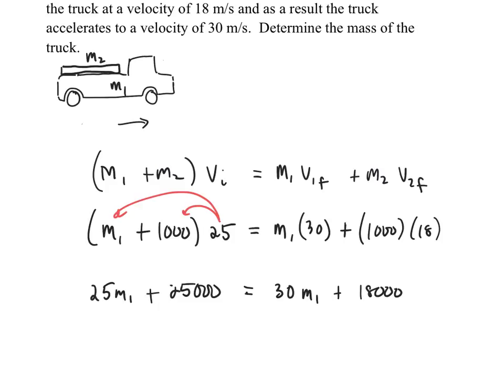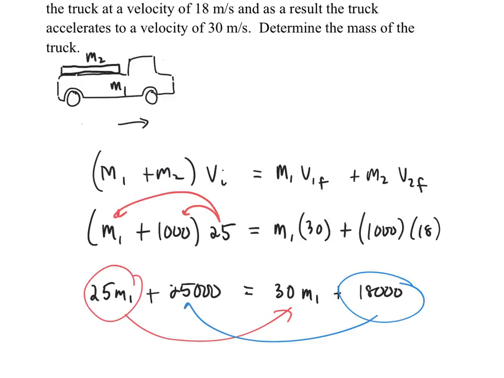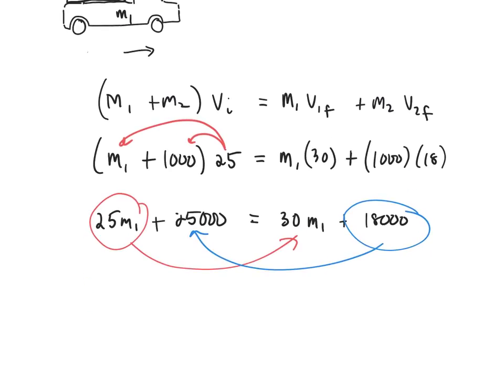Move the 18,000 over and move the 25 M1 over. So take this and subtract it over here. At the same time, take the 18,000 and subtract it over here. On the left side, you have 25,000 minus 18,000, 7,000. On the right side, you have 30 M1 minus the 25 M1, which is 5 M1. Look at what I've drawn in red and blue to make sure you understand. Move this over by subtraction, gives us 5 left. Move this over by subtraction, leaves behind 7,000.